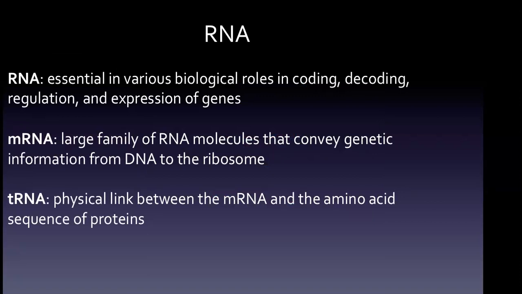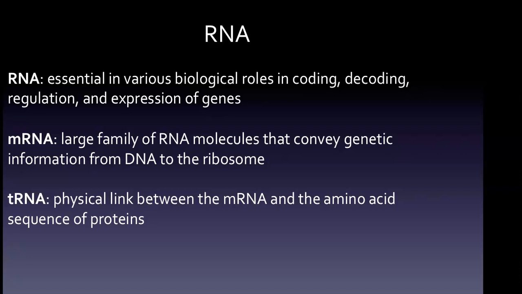So RNA is essential in various biological roles in coding, decoding, regulation, and expression of genes. In order for a protein to be expressed, it first needs to be transcribed to messenger RNA. This mRNA is translated into protein by ribosomes. Messenger RNA is a large family of RNA molecules that convey genetic information from DNA to the ribosome, where they specify the amino acid sequence of the protein products of gene expression.